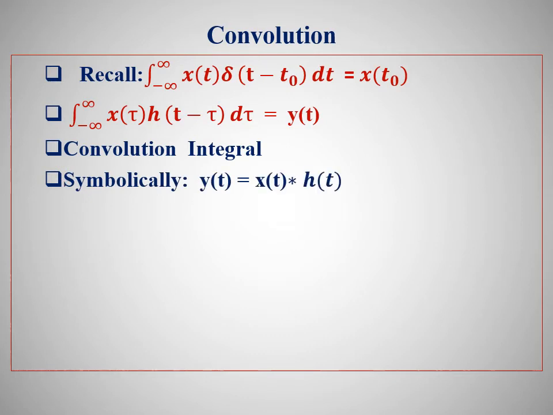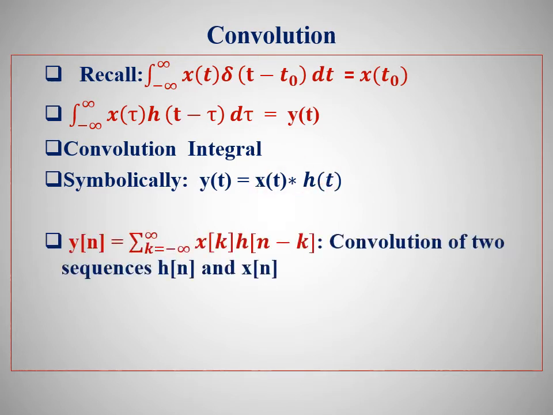Symbolically, the convolution is represented as y of t equal to x of t convolved with h of t. Let us go on to see how the convolution of two sequences h of n and x of n could be represented. This could be given as y of n equal to the summation over k from minus infinity to plus infinity of x of k into h of n minus k.